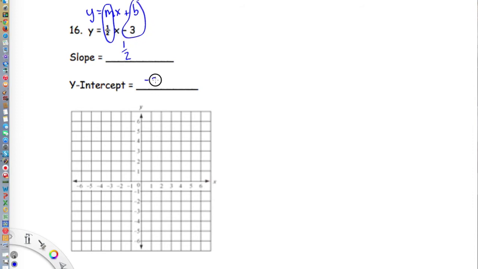That's my starting point. So I need to graph this line. My y-intercept is my starting point, so I'm going to start right there, because it's -3, not +3. I'm actually starting down here.